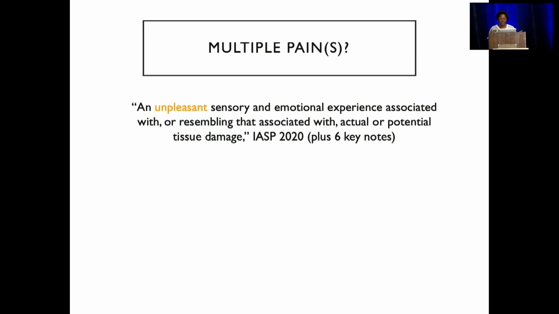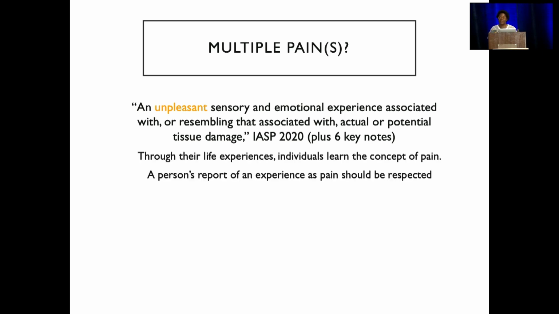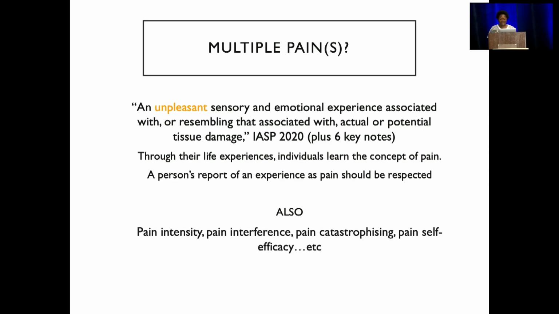And that's not the entire definition because there are, of course, 6 additional keynotes that we're supposed to hold when we think about what is this thing called pain. So they argue pain is always a personal experience, influenced by biological, psychosocial, and social factors. Pain and nociception are different experiences, notes, etc. The thing about this definition is that though we accept that a person's report of pain as an experience should be respected, we continue also in the same community to lean towards things that make pain a little bit more singular. So the drive towards quantifying pain: pain intensity, pain interference, pain catastrophizing, pain self-efficacy, right? So we're always trying to recategorize this big, messy thing that is called pain.